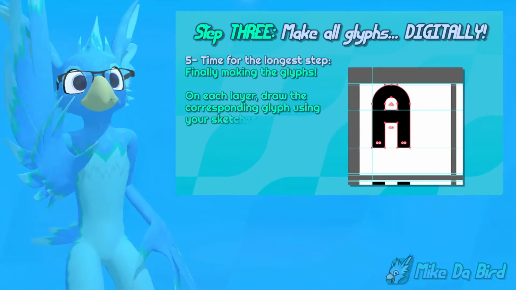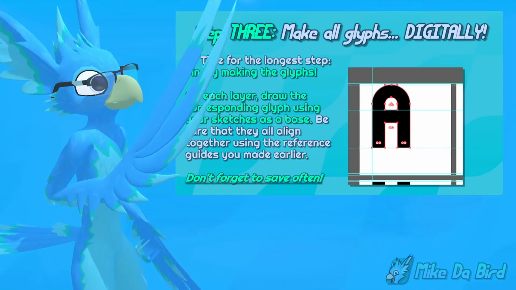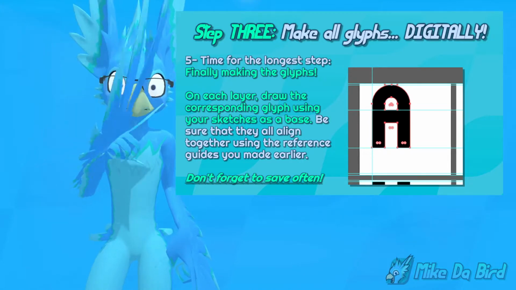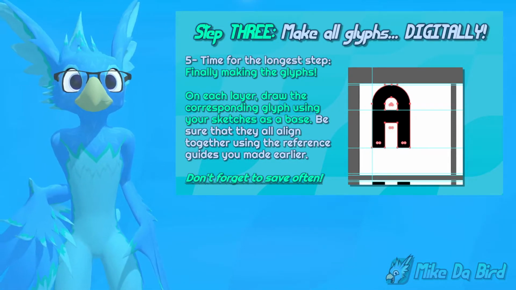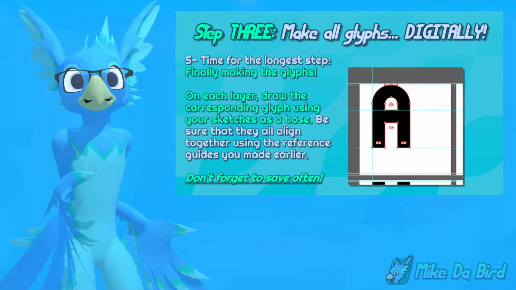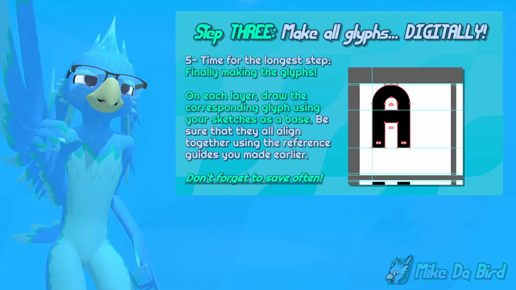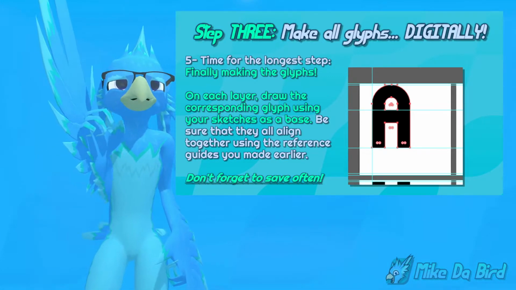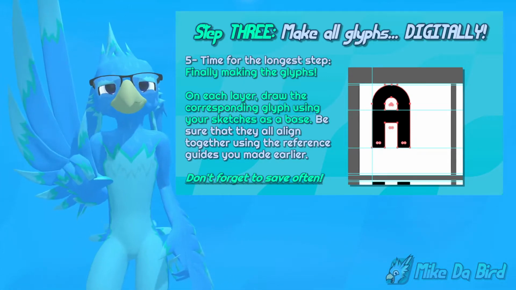But now, time for the longest step. Finally making the glyphs. Oh dear. On each layer, you want to draw the corresponding glyph using your sketches as a base. So be sure that they align together using the reference guides that you made earlier. And don't forget to save often, because especially if you have 94 characters or more, if you work on it and then it crashes in the middle, you lose everything. So be sure to save.